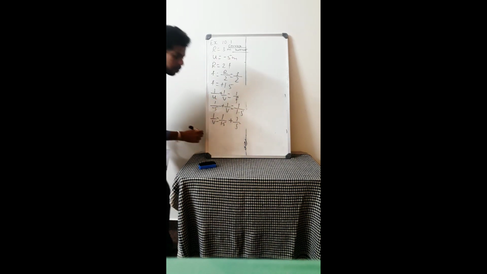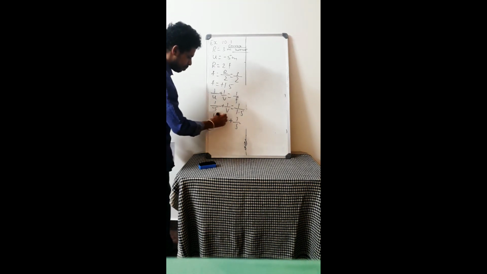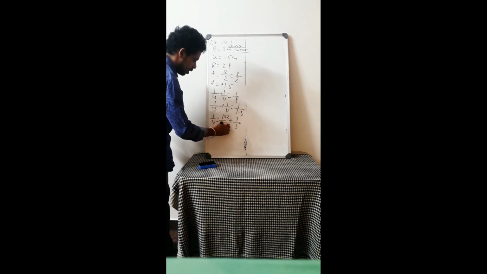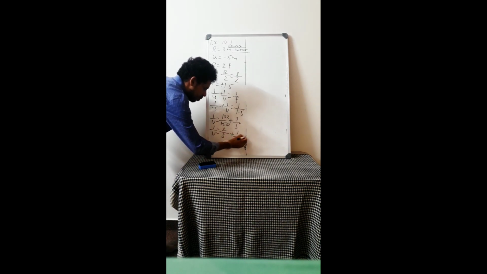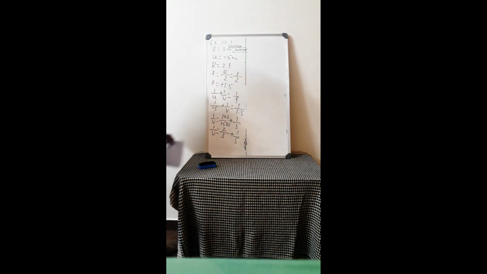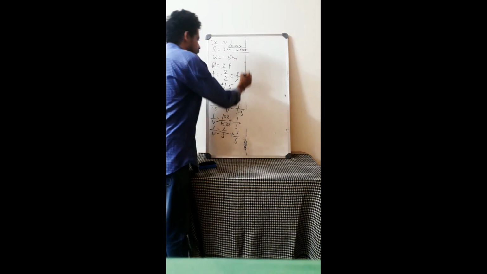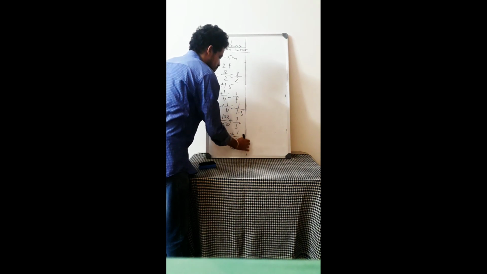To remove this fraction, what I will do is multiply and divide by 2. So what we will get here is 2 by 3 plus 1 by 5. 2 by 3 plus 1 by 5. So you can take the LCM here. So I will continue this on this side.